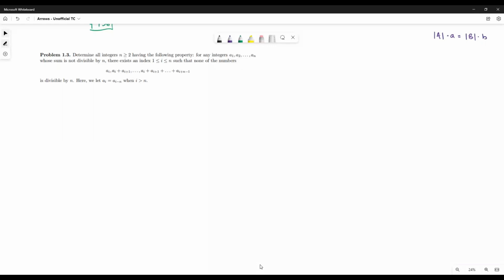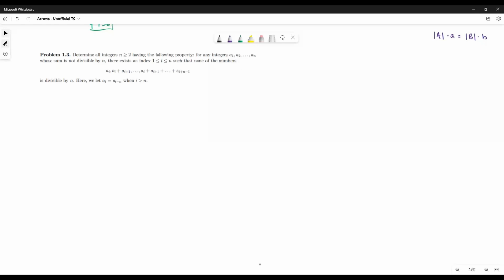What are your ideas? We consider modulo n for any index i. So we start from an index a_i. First, the proof will come at the end. First, tell me what is your guess? What is your guess answer?